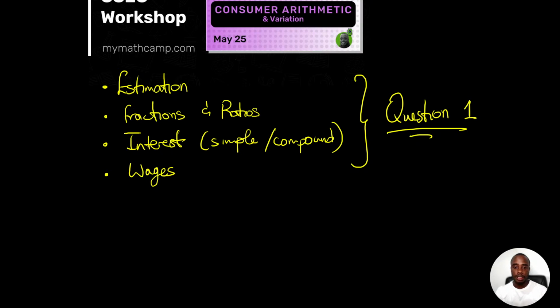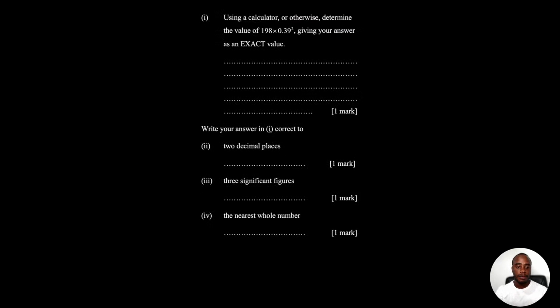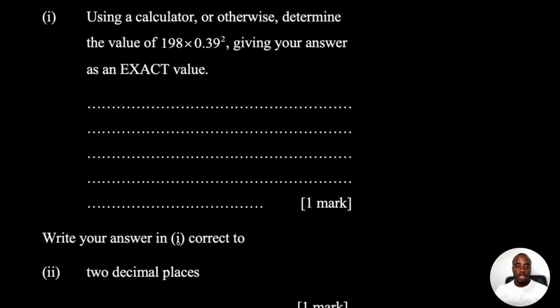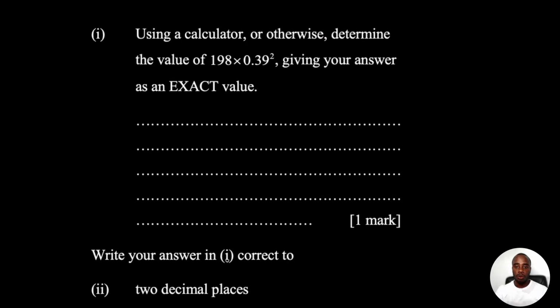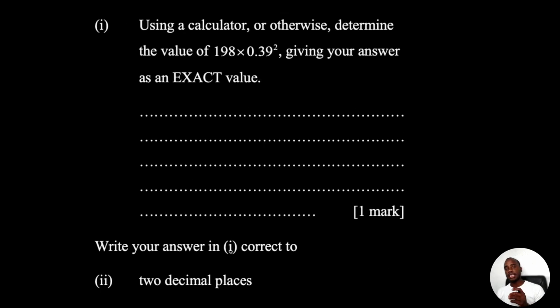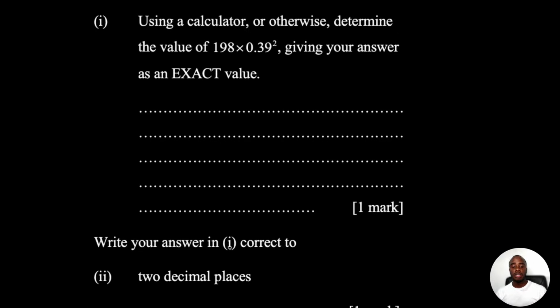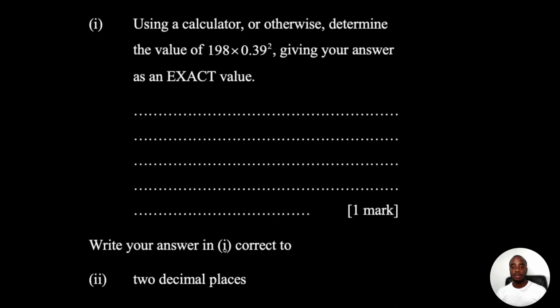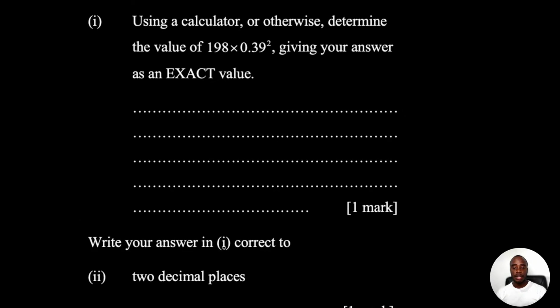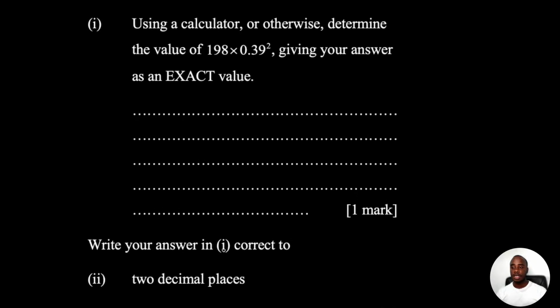So let's get started. Let's start with the first question. We're going to start with a little estimation. Now, in this question, it's a CXC question. I didn't get the time to order them, like what year they are from, so I don't remember. But in this one, you're supposed to use a calculator to determine an exact value and then give it using some different estimations. So let's get our calculator first and foremost.